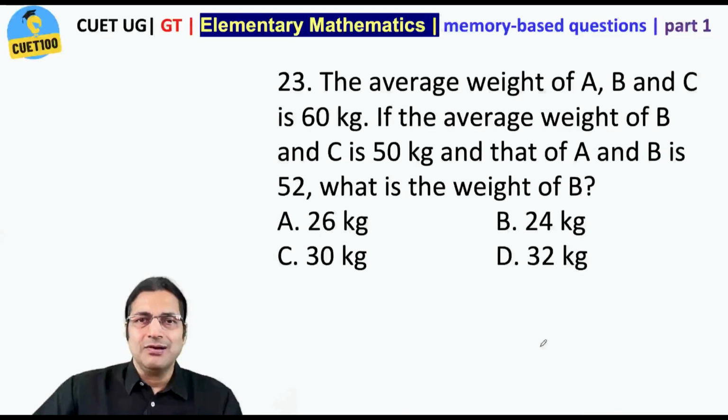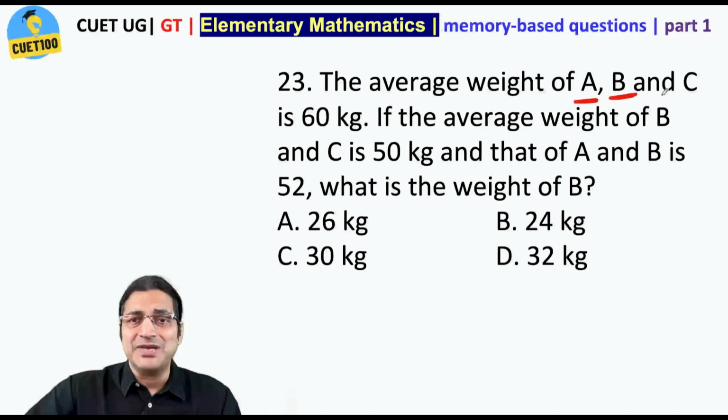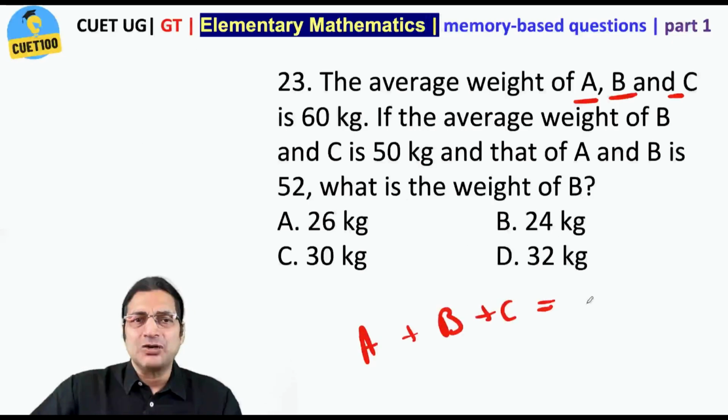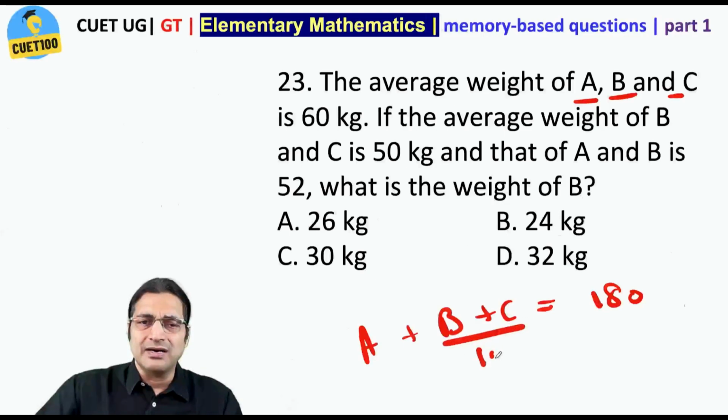Alright. Okay. Easy peasy. The average weight of A, B, C is 60 kg. So, A plus B plus C, total weight is 180 kgs, right? Average weight of B and C is 50 kgs. So, B plus C together 100 kgs. So, weight of A must be 80 kgs, right?